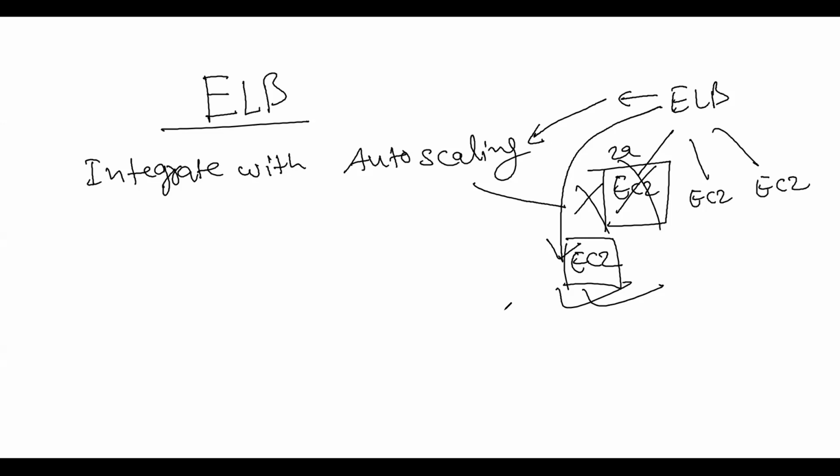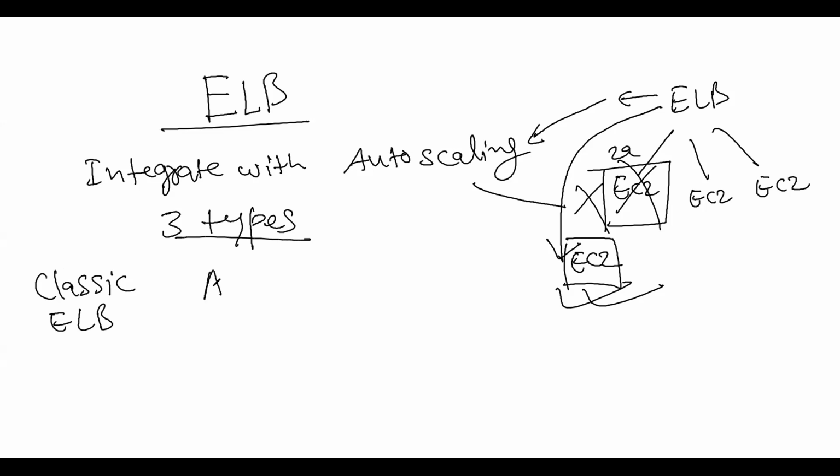Yeah. So there are three types of ELBs, three main types. One is called Classic ELB. The second one is ALB, which is the Application Load Balancer.